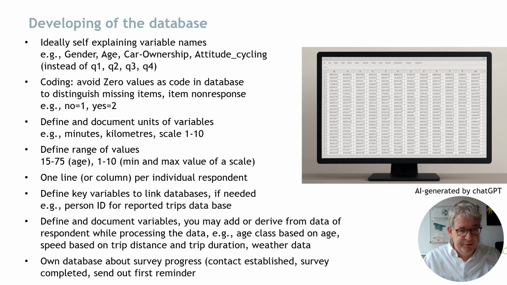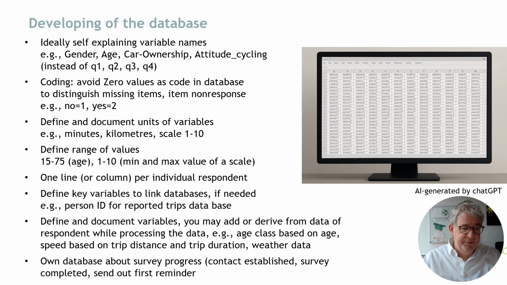And of course, you can also define ranges of values. For example, if you ask employees, you can set the range for age from 15 to 75, whatever the legal situation in your country is. Then you can already avoid wrong entries in your database, as they will be detected immediately. Or for example, if you have a scale from 1 to 10, you can already define this variable with these values.